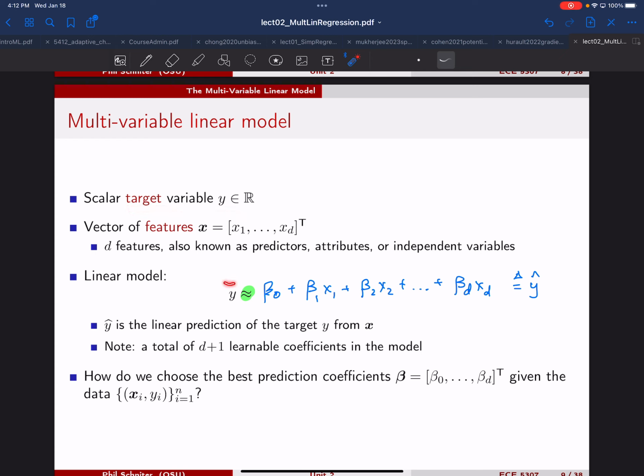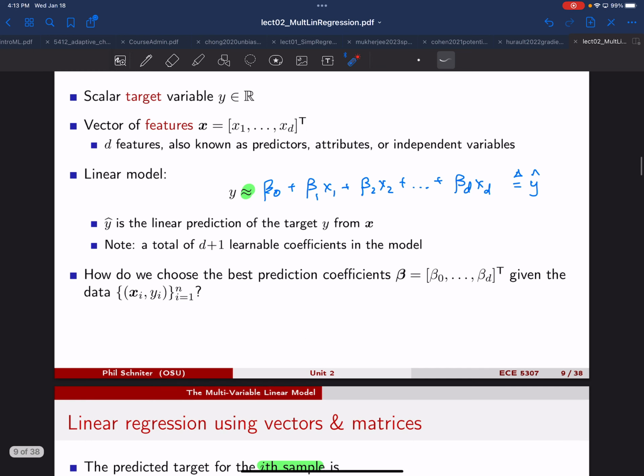So we're trying to predict this single scalar y using all these different variables x1 through xd, and we propose to do this using a linear model. That means we're going to multiply each of our features by one of these slope coefficients, beta 1 through beta j, or beta d, and then we have an intercept coefficient, beta 0. And this approximately equal to sign emphasizes the fact that the data does not perfectly fit this linear model. But when we need to come up with a name for our prediction, we're going to call it y hat. So the question for this unit is, how do we choose those prediction coefficients?